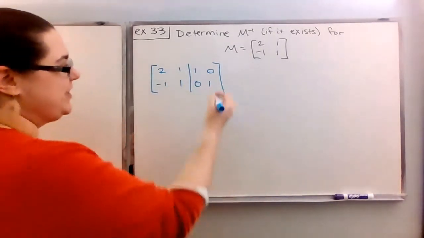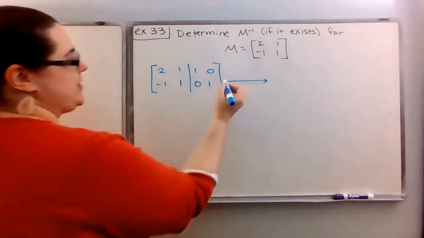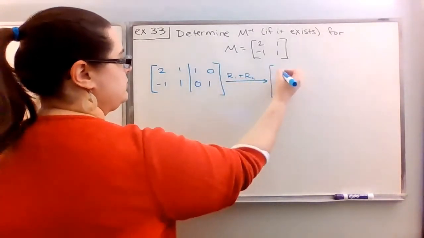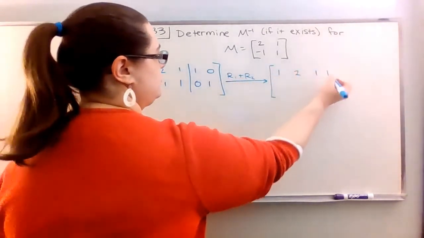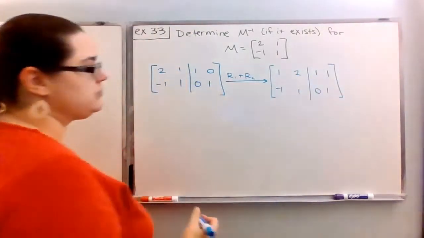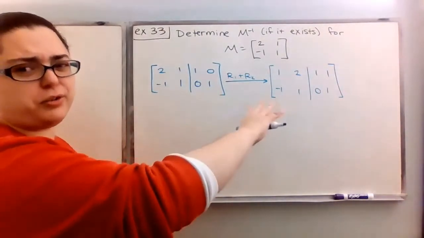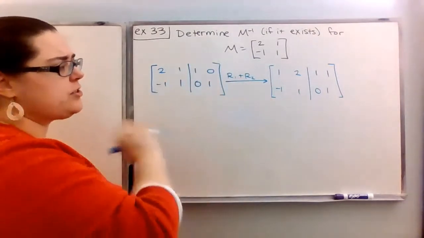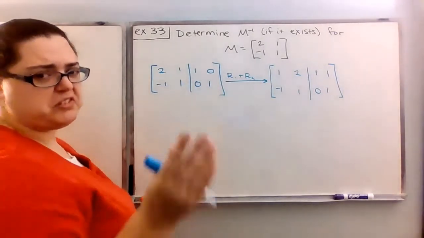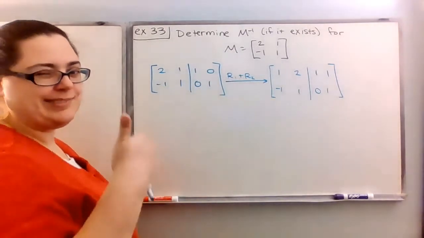My eraser just dropped, so I better not make any mistakes. So I'm going to take row 1 and just add row 2 to it. Now, I'm just going to speed through this. We know how to do this, hopefully by now. If you want to work it out and see if you get the same thing, feel free to do so. And we'll check at the end and see where we get.